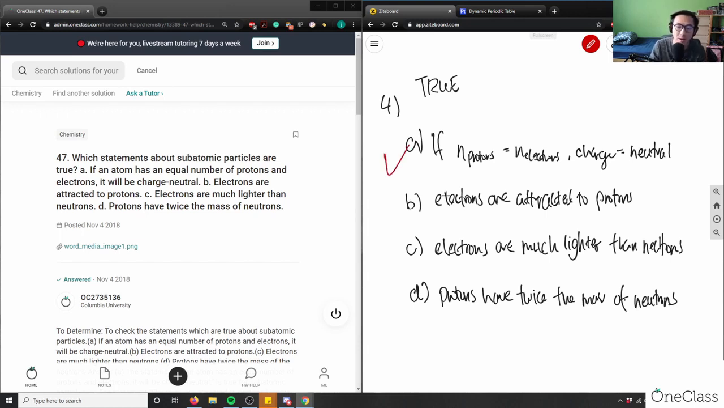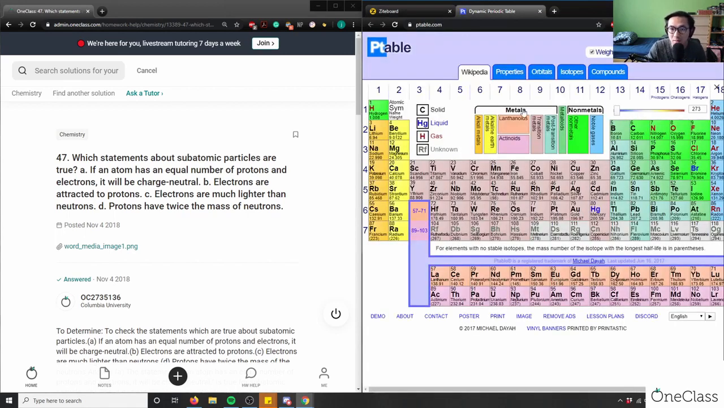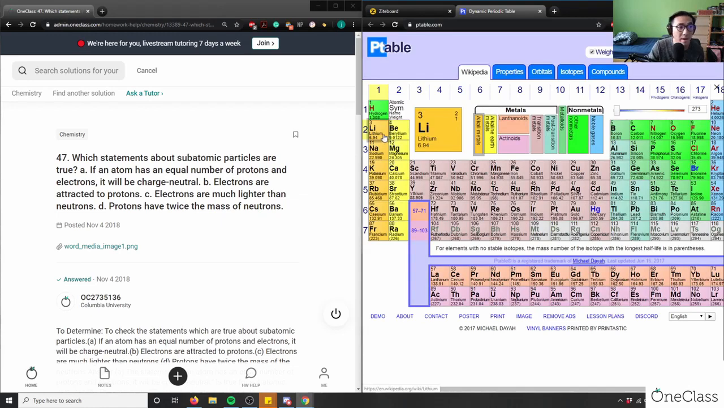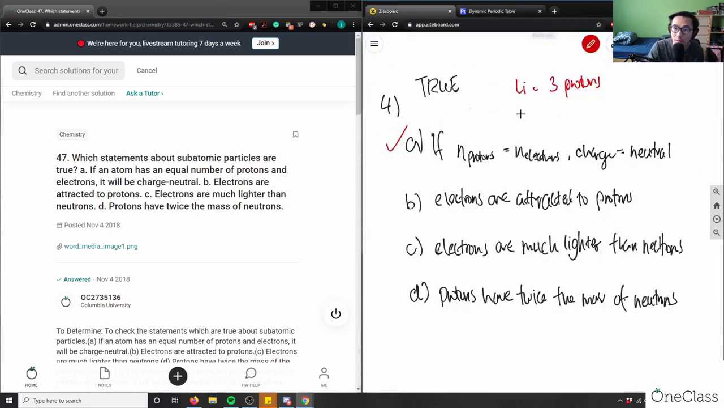For example, let's pick honestly any element in the periodic table. Let's pick lithium. In lithium I have 3 protons, because my atomic number is 3, right? If I round the atomic mass to the nearest whole number, it is 7, which means I have 4 neutrons.